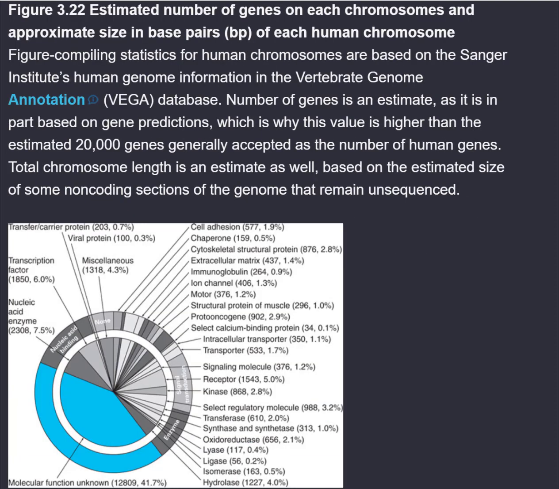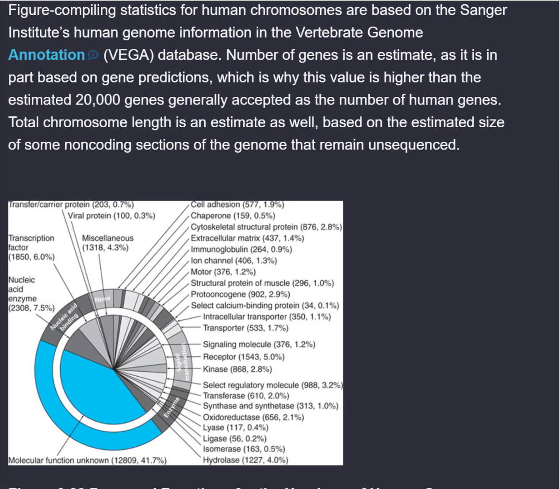Figure 3.22: Estimated number of genes on each chromosome and approximate size in base pairs, BP, of each human chromosome. Figure compiling statistics for human chromosomes are based on the Sanger Institute's Human Genome Information in the Vertebrate Genome Annotation, VEGA, database. Number of genes is an estimate, as it is in part based on gene predictions, which is why this value is higher than the estimated 20,000 genes generally accepted as the number of human genes. Total chromosome length is an estimate as well, based on the estimated size of some non-coding sections of the genome that remain unsequenced.